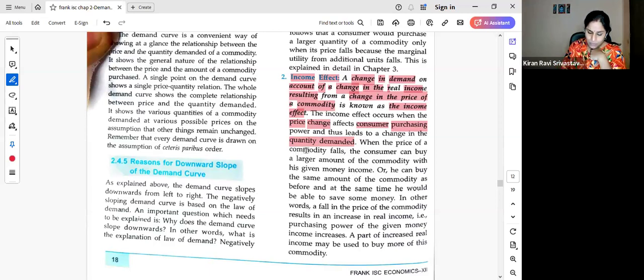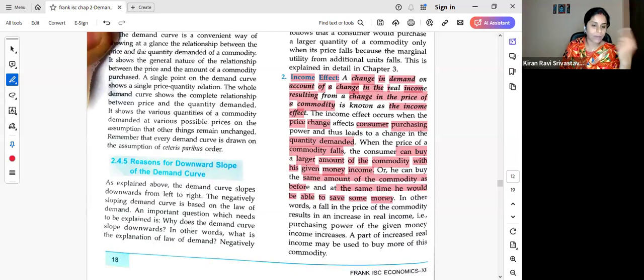When the price of a commodity falls, the consumer can buy a larger amount of the commodity with his given money income, or he can buy the same amount of the commodity as before, and at the same time, he would be able to save some money. Then you might not want to purchase two burgers. If you buy one burger, because it has changed to 50 rupees, you will be spending only 50 rupees and you will be able to save 50 rupees as pocket money.